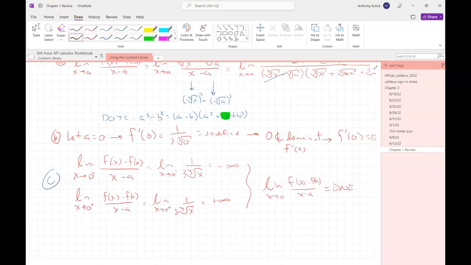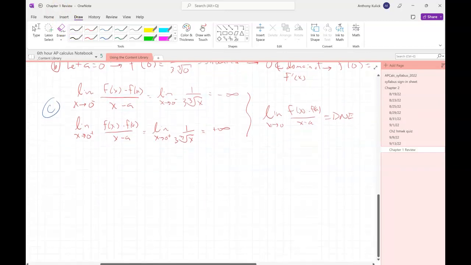Well, I want to do one that I thought was a good one. I want to look at 9.